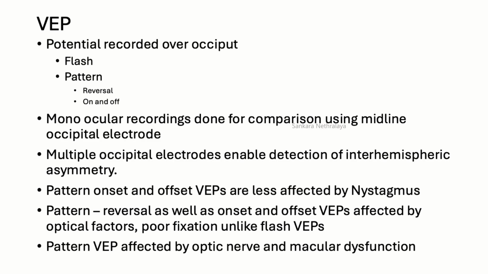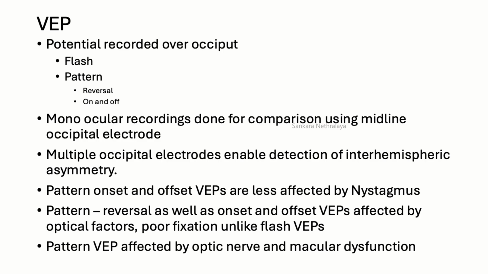But you can also do another way, that is pattern on and off, means pattern comes, then there is a blank screen. Again pattern comes, again there is a blank screen. That is pattern on and off. So there are three ways you can record VEP. One is by flash, another is by pattern reversal, and pattern on and off. Is it clear? Each has its implications and indications.